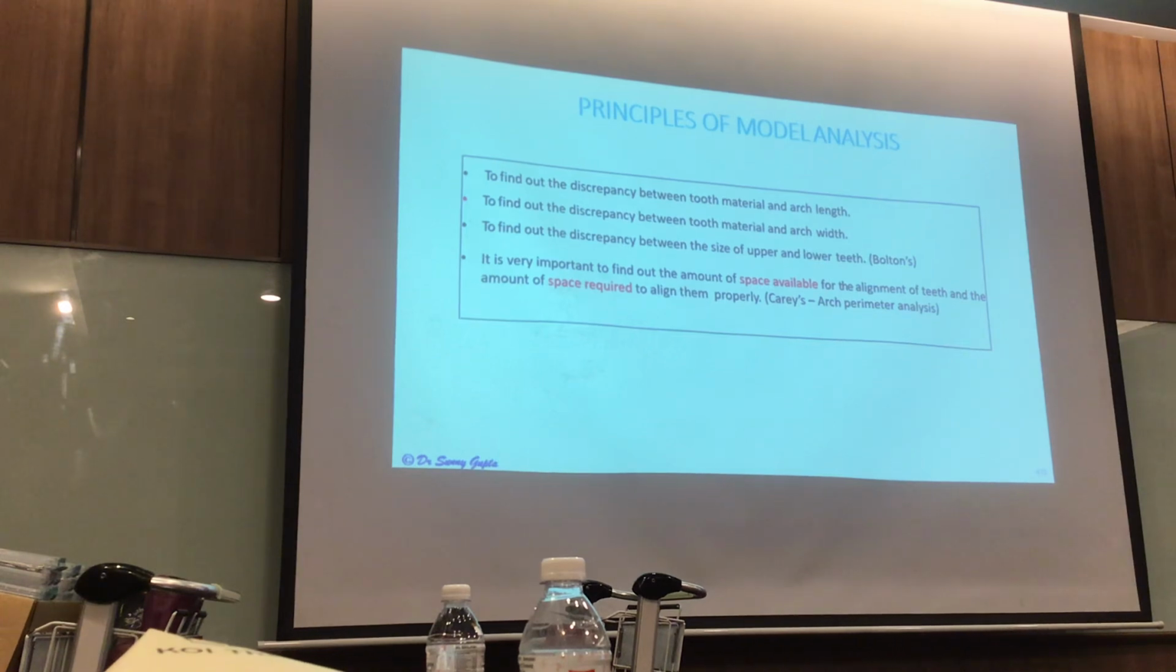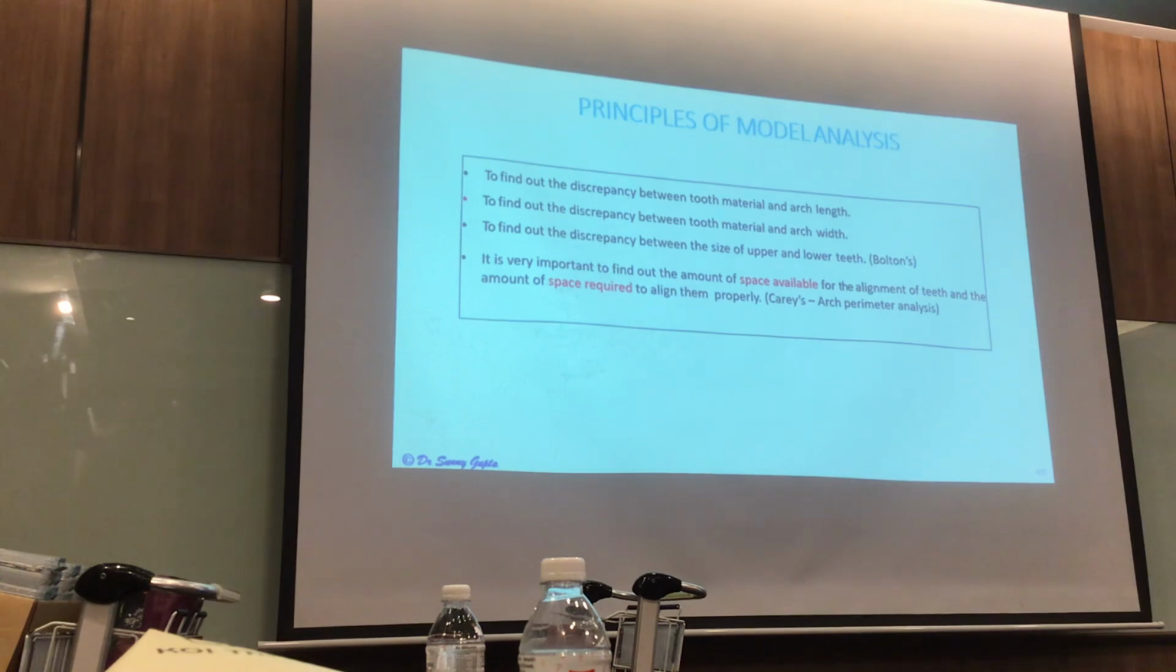We need two pieces of information from all the model analysis, which is how much space we need to align the teeth in that arch. That means the difference between the maxillary arch length available and the maxillary tooth material. Because you want to align the maxillary teeth in the maxillary arch, not in the mandibular arch, isn't it? So the same tooth is compared to the same arch.